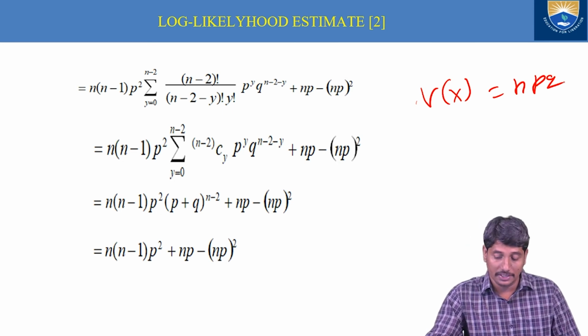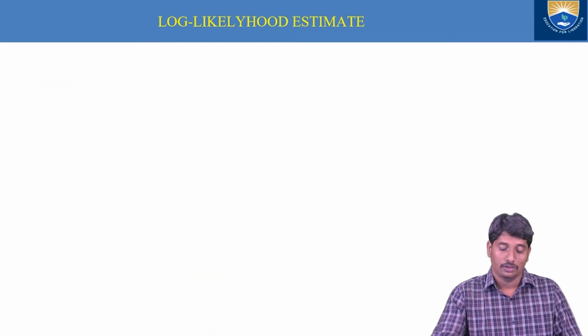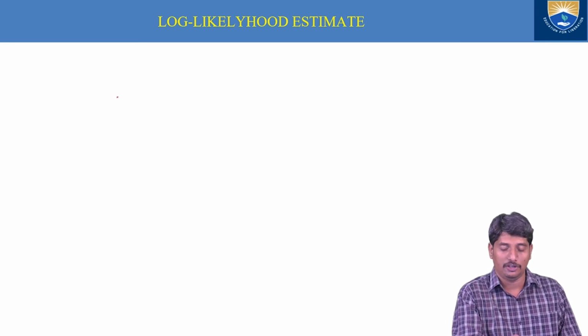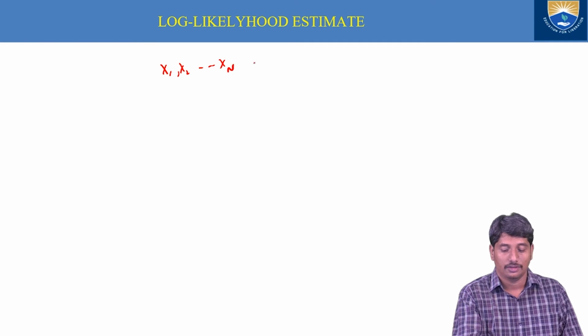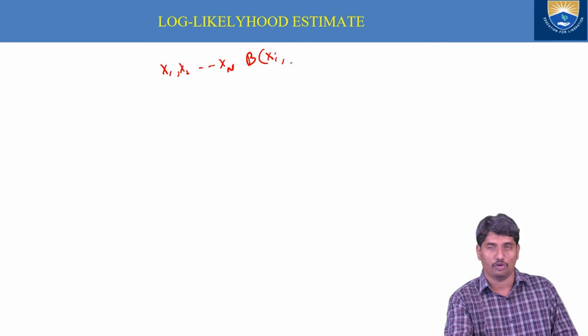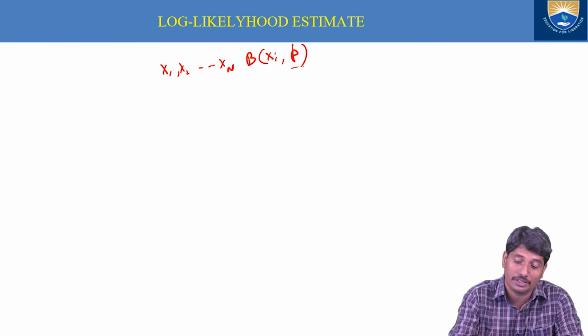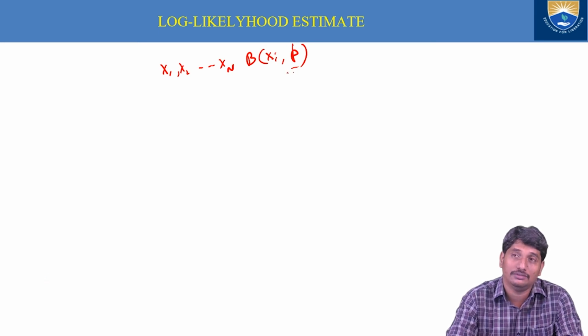So by keeping this in mind, now let us try to calculate the log likelihood estimate of the parameter p of the binomial distribution. Let us assume that there are x1, x2, and so on up to xn, which are following the binomial distribution. All the random variables are following the binomial distribution with the parameter p. Now we want to find the maximum likelihood estimation of p. For that we are going to find the log likelihood estimate of p.